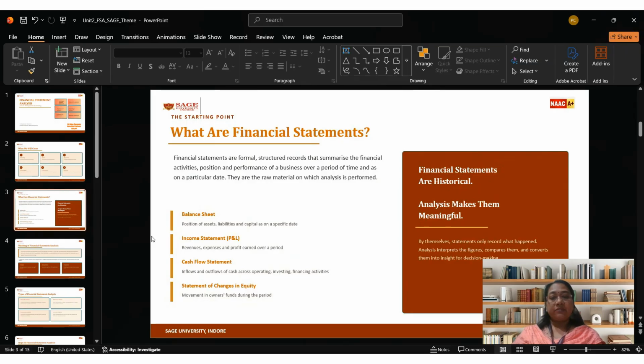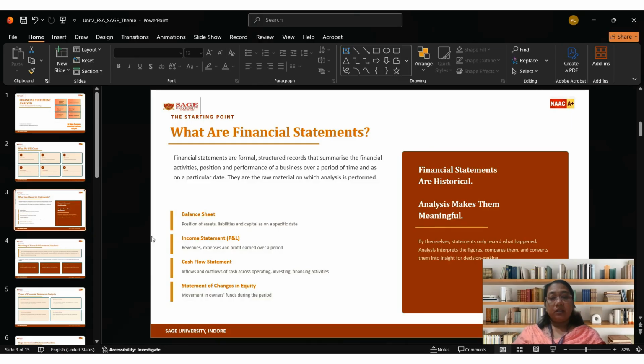So, what exactly is financial statement analysis? Let's define it carefully. Financial statement analysis is the process of critically examining, comparing, and interpreting the figures presented in the financial statements so as to understand the profitability, solvency, efficiency, and financial strength of a business and support sound decision making.